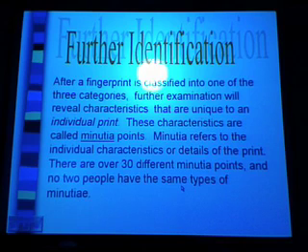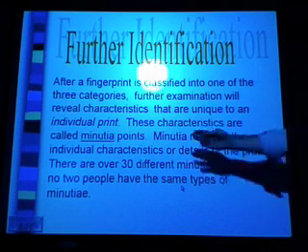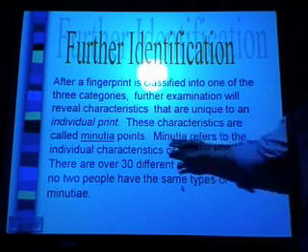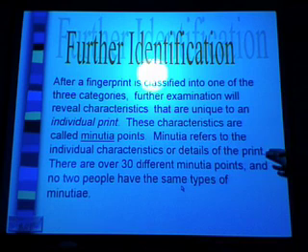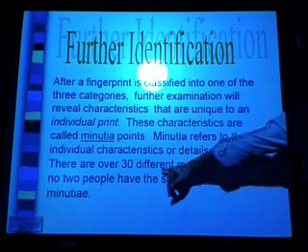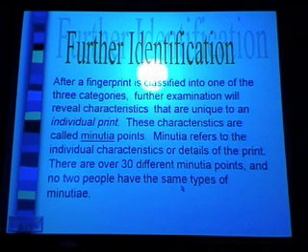After a fingerprint is classified into one of the three categories, further examination will reveal characteristics that are unique to an individual print. To make an individual match, we must look at minutia points. The word minutia refers to the details, the individual characteristics or details of the print. There are over 30 different minutia points, and no two people have the same types of minutia.